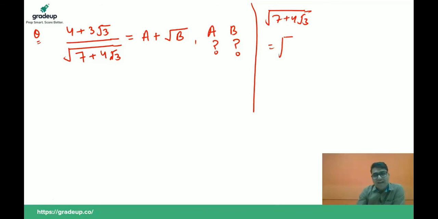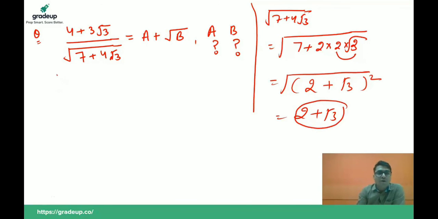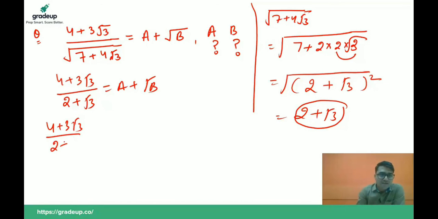Okay, now you can write 7 plus 2 into 2 into root 3. Okay, now this term is 2ab term, so I can remove this 2 from here. I am getting a and b. So I can write this as, here I am having plus, so I can add this. Okay, now this is your 2 and this is your root 3 whole square. So you will get 2 plus root 3. This method you already know. Okay, so I can write 4 plus 3 root 3 divided by 2 plus root 3 is equal to a plus root b. Now rationalizing, after rationalizing you will get this 2 minus root 3, 2 minus root 3.